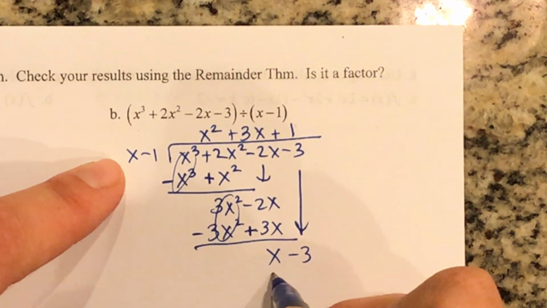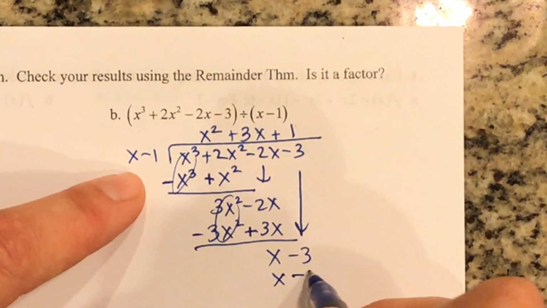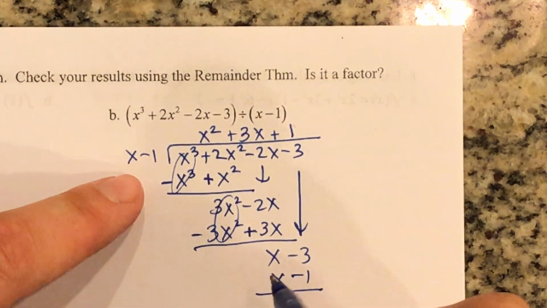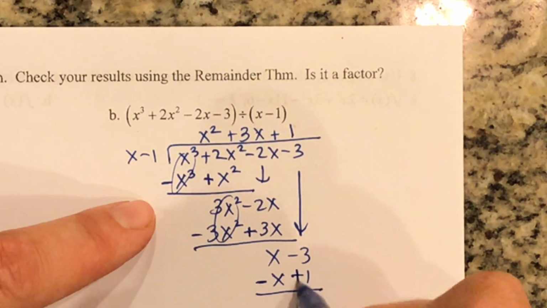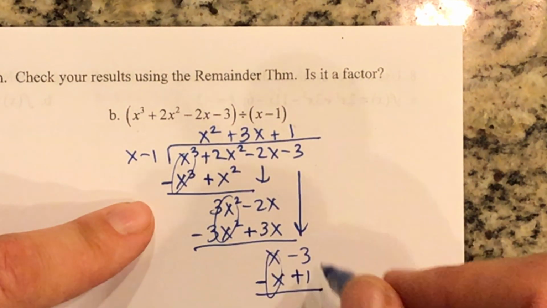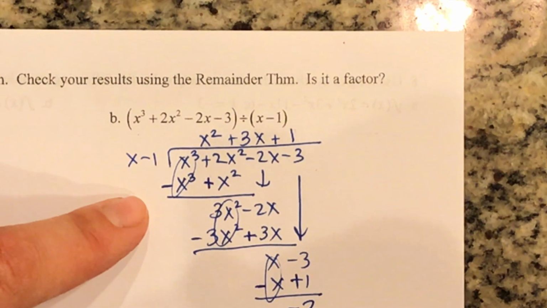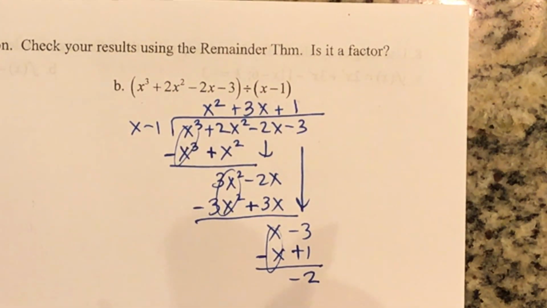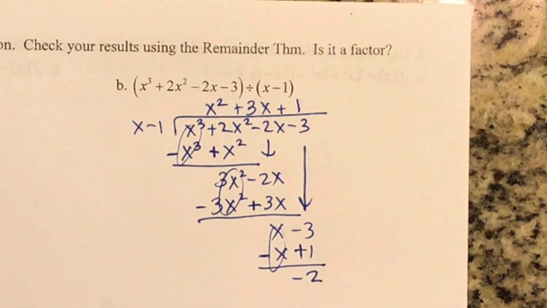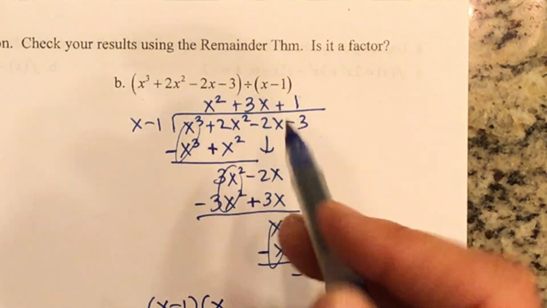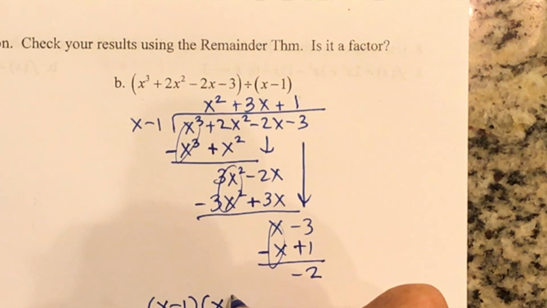So 1 times x is x. 1 times negative 1 is a negative 1. I'm going to draw the line. This is a minus. This is a plus when I switch my signage. That is a 0 and a negative 2. Ooh, sorry, negative 2. So this is my remainder. The question is, is it a 0? No? Then that means that it's not a factor. That means that x minus 1 is not a factor, to be more specific.